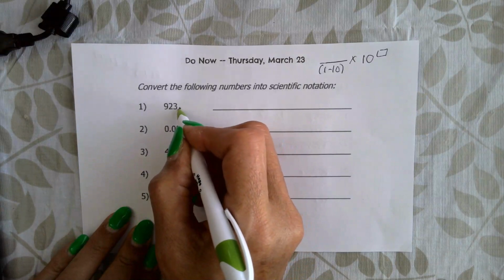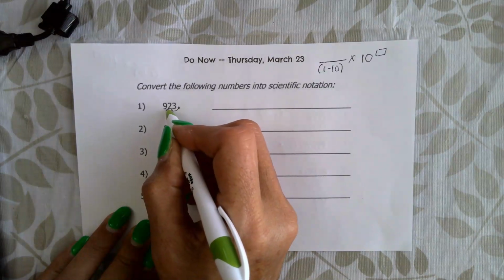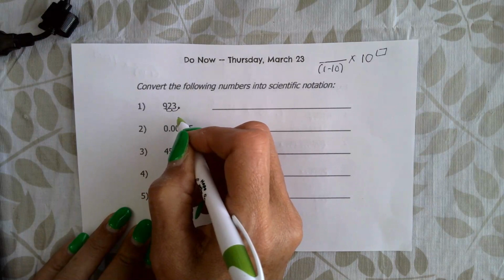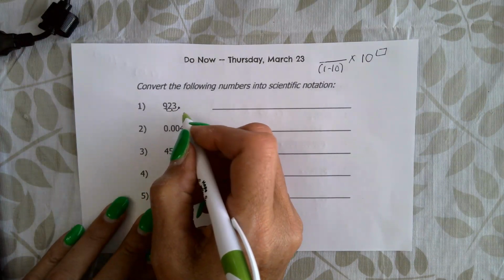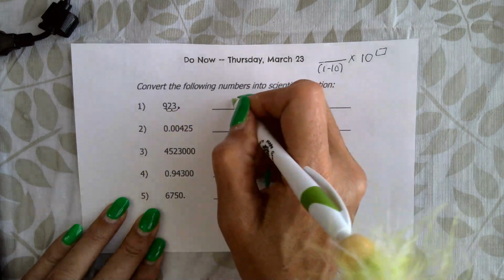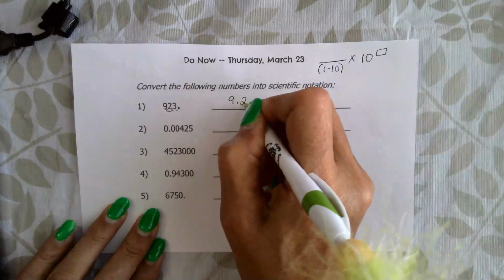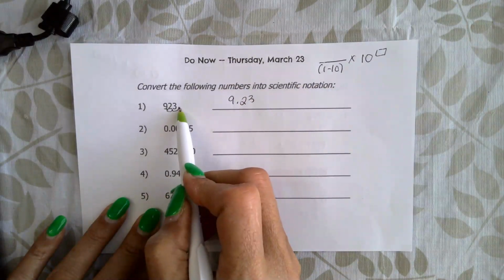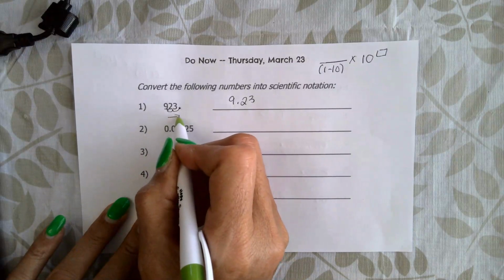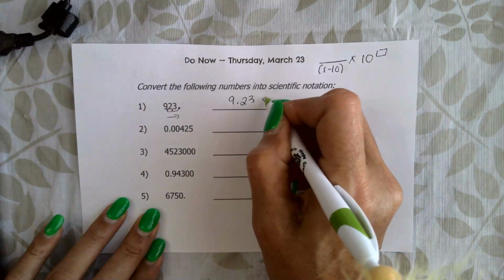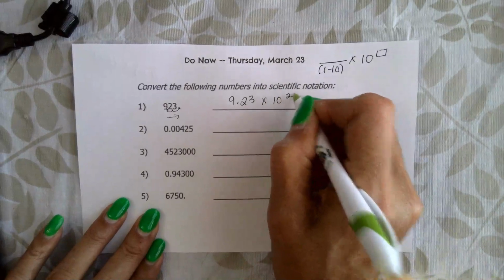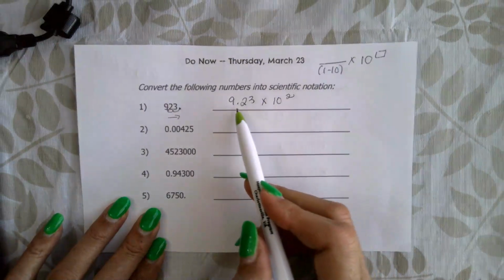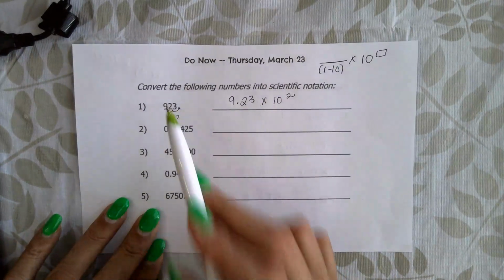Let's move it. 1, 2. So we had to go 2 spaces. And 9 and 23 hundredths is our leading number. To go from this decimal to your original one, we moved it to the right, and it was 2 spaces. So it's 10 to the second power, because if we move the decimal point 2 spaces, 1, 2, we're back to our original number.